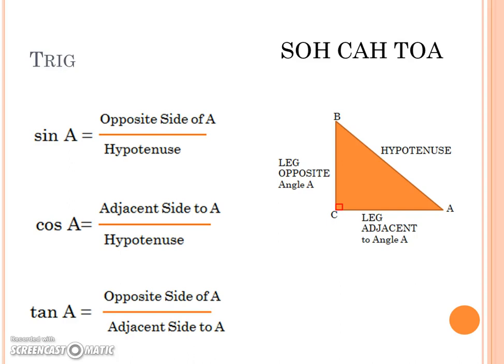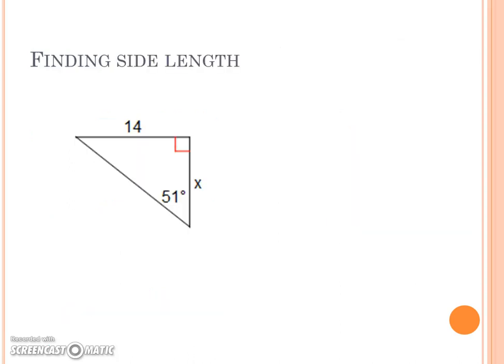So let's see this in an example here. We have our angle, it's 51 degrees. Our opposite of angle 51 is the 14. Our hypotenuse is across from 90, it's blank. And so therefore our adjacent is our x. We use the two sides that have numbers or variables. So in this case it's O and A, so that is tangent, TOA.